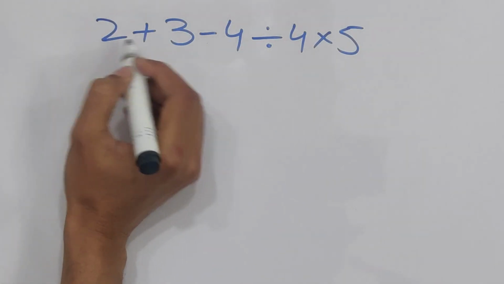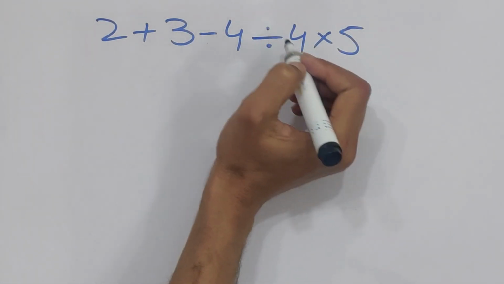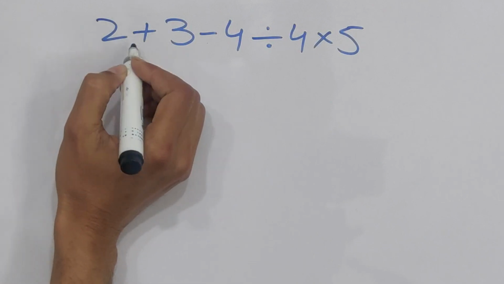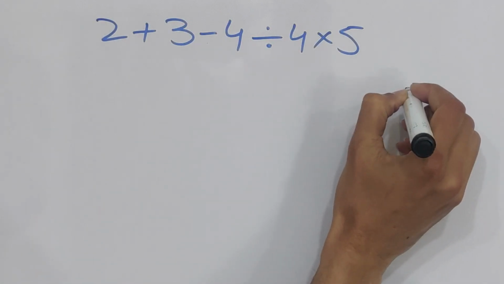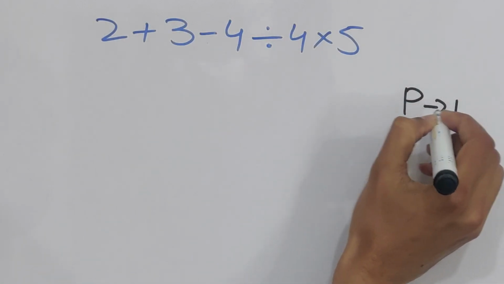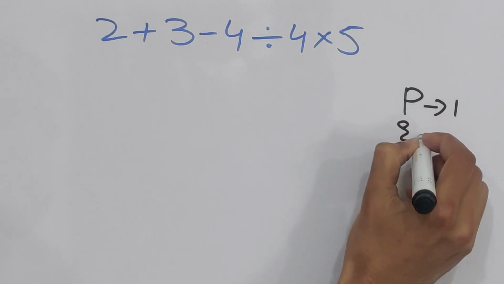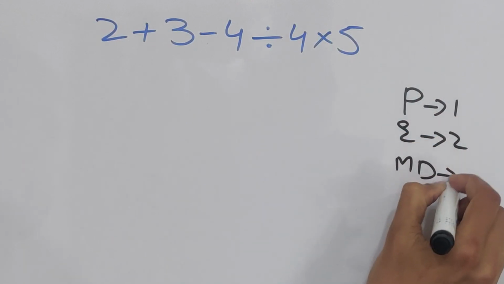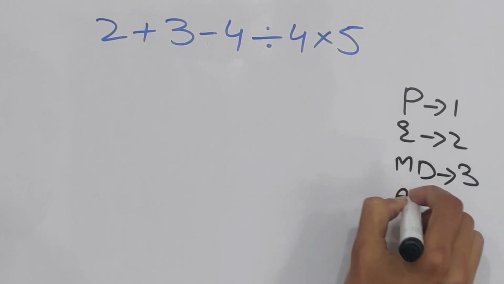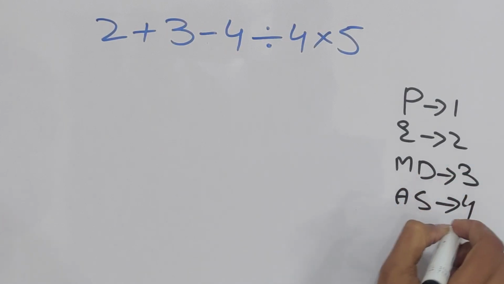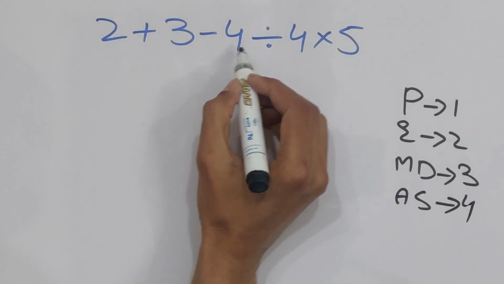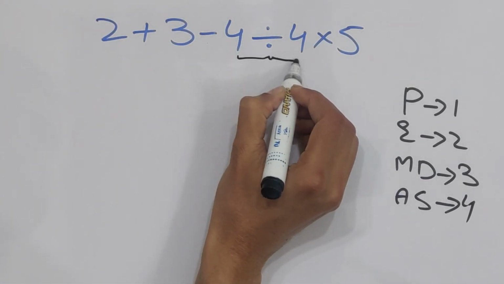Hey guys, we have 2 + 3 - 4 ÷ 4 × 5. Okay, so we use the PEMDAS rule. Parentheses first, exponents, right? Multiplication and division from left to right, and then addition and subtraction from left to right. Okay, so first of all, divide, right?